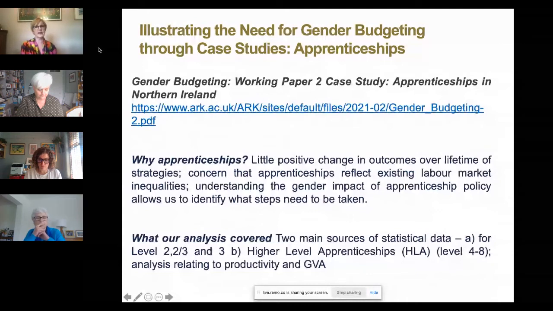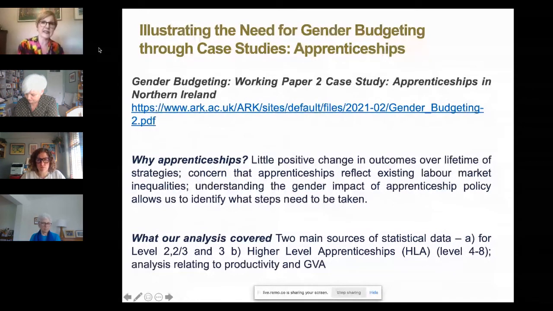The reason for that is that over a period of a number of strategies in Northern Ireland, there's been very little positive change. And it seemed that the apprenticeships were really reflecting just existing labour market inequalities. And we felt that a gendered analysis of apprenticeship policy would help us to identify then what steps needed to be taken. So our analysis covered the two main apprenticeship groups in Northern Ireland, the levels 2 and 3, and then the higher level apprenticeships.